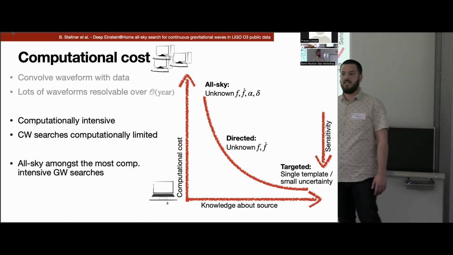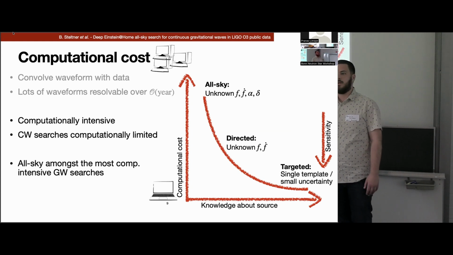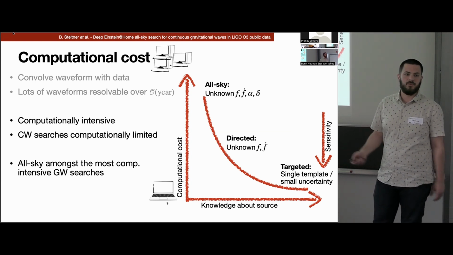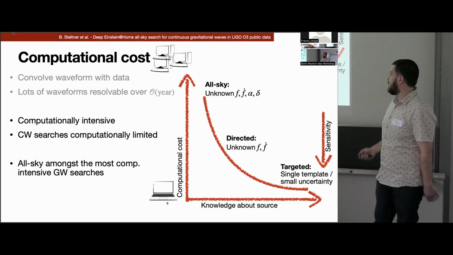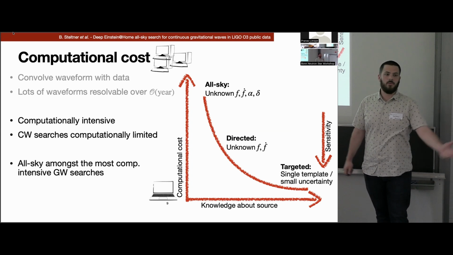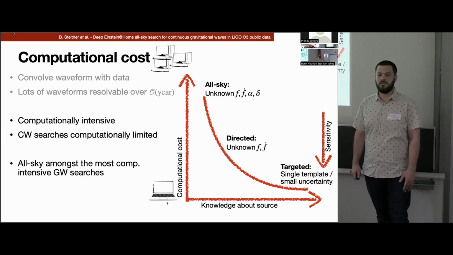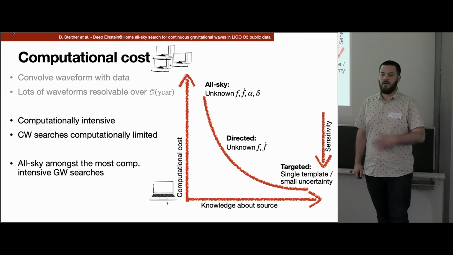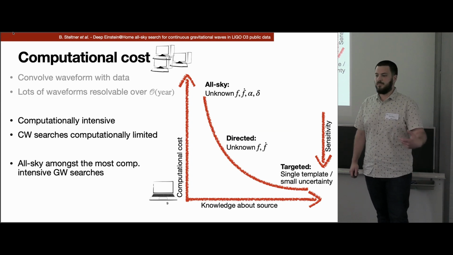So actually, our continuous wave searches are computationally quite intensive and computationally limited. And how intensive depends on the amount of target information we have. We've already heard about the targeted searches. We know a pulsar electromagnetically. We know where in the sky it is. We know the frequency evolution. It's basically a single template search, maybe within a small uncertainty. You can run it on a laptop. It's quite fast. It's quite sensitive.